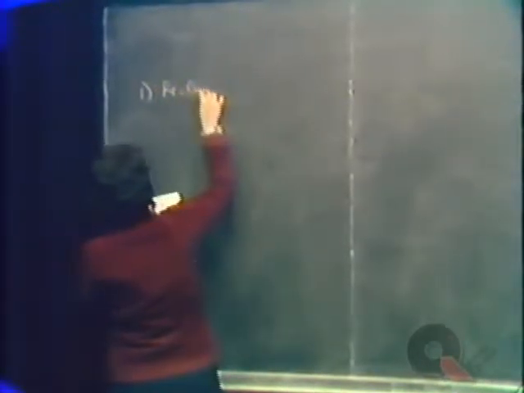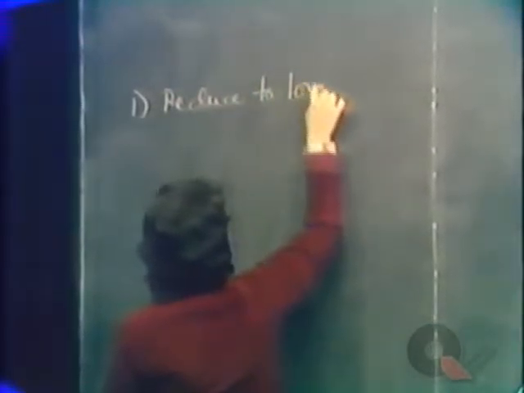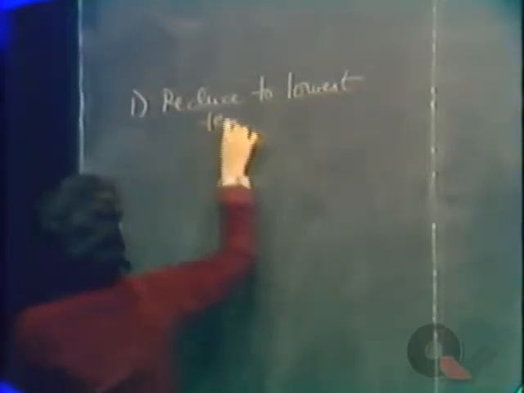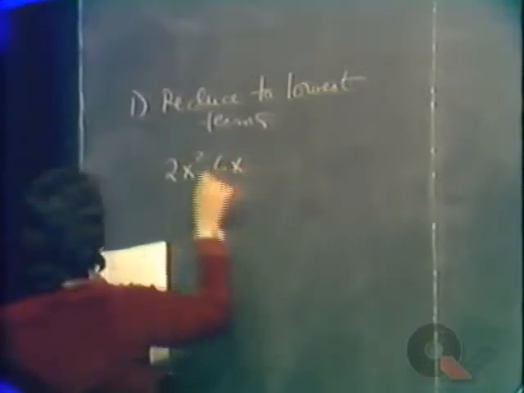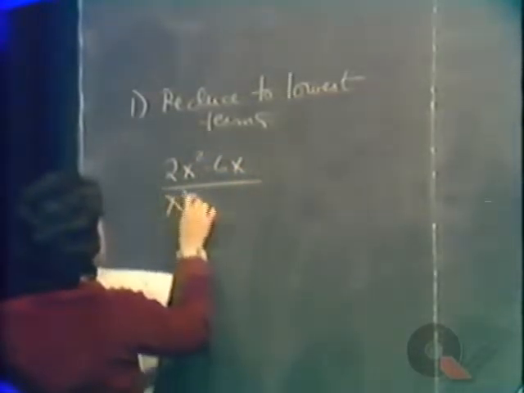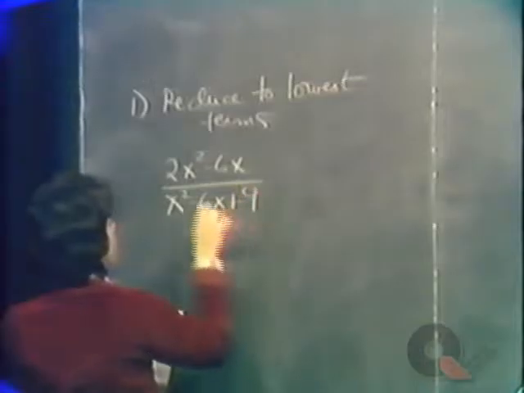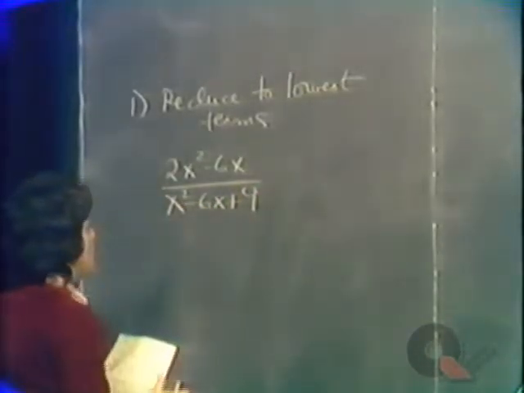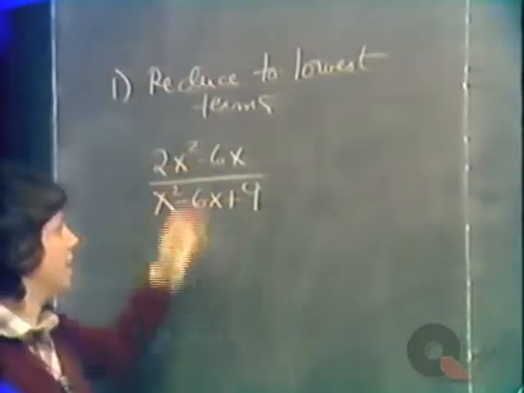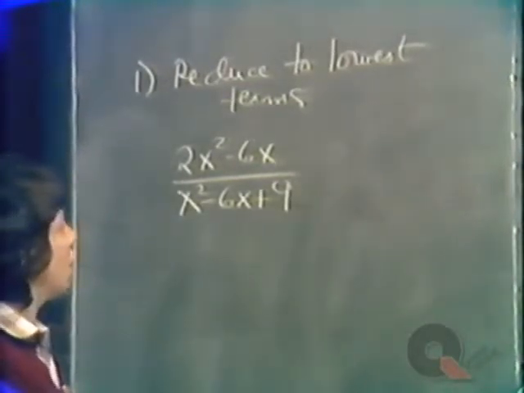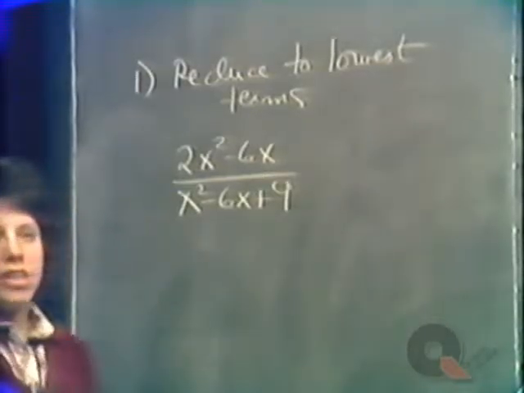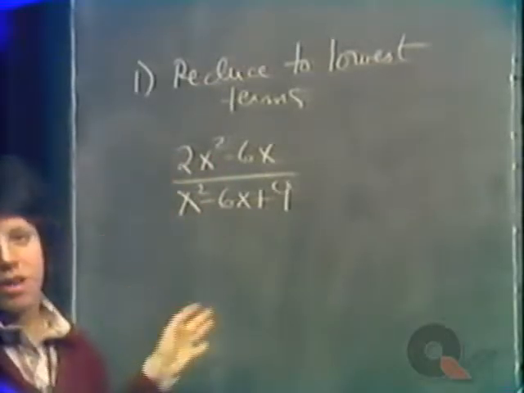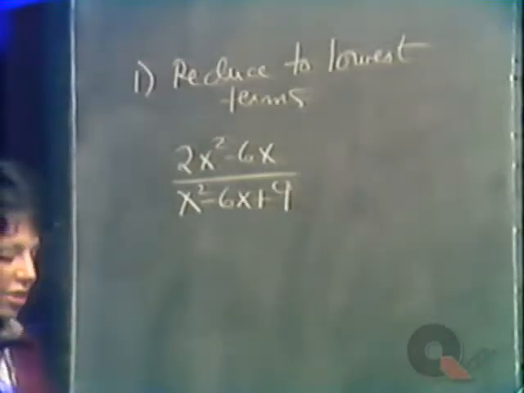In the first example, we would like to reduce to lowest terms the following: 2x squared minus 6x over x squared minus 6x plus 9. And by now you're aware of the fact that, for example, you cannot cancel out the 6x's. These are terms. They are not factors in the numerator and the denominator. The idea is to factor completely the numerator and the denominator, and then we may cancel out factors in common.